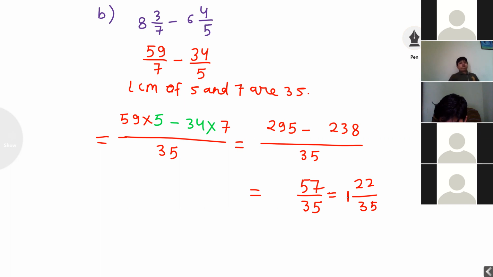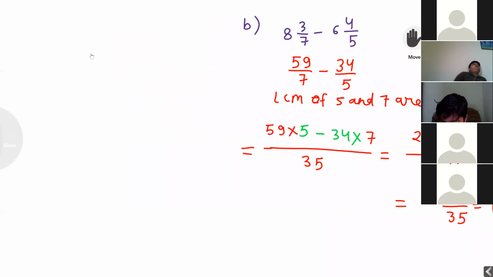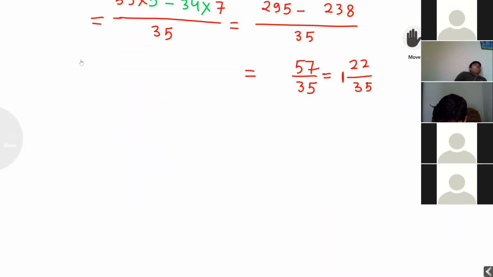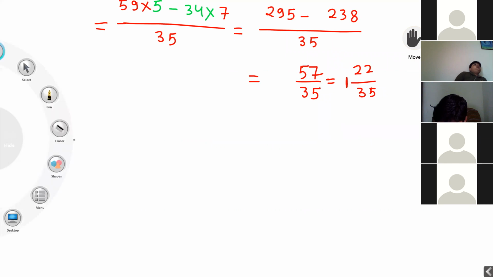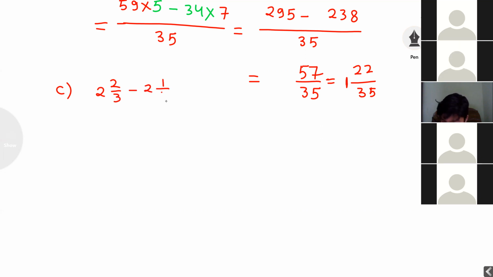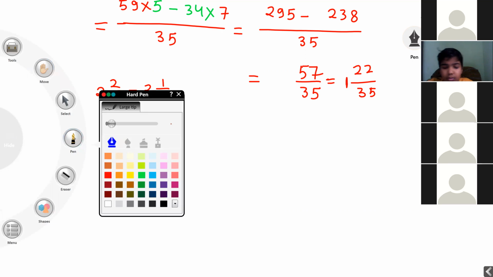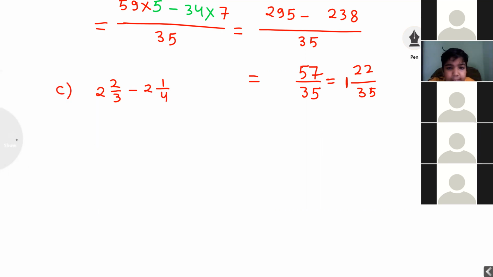Next, C question. Copy the C question, everyone, firstly. The C question is 2 integer 2 by 3 minus 2 integer 1 by 4. Again, the question has been given in mixed fraction. We want to convert into improper fraction. Denominator multiplied by whole number plus numerator. 3 2s are 6, 6 plus 2 is 8, 8 by 3, minus 4 2s are 8 plus 1, 9, 9 by 4.